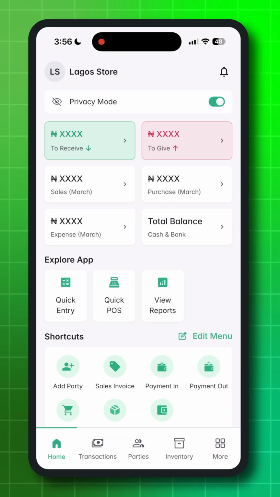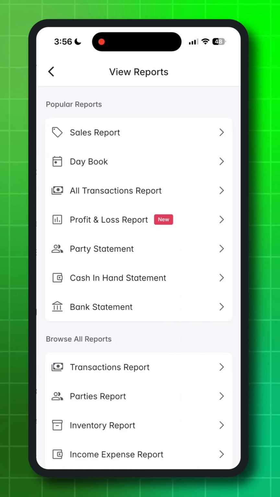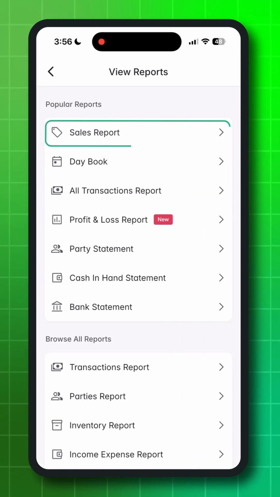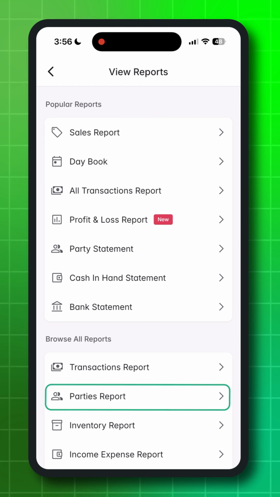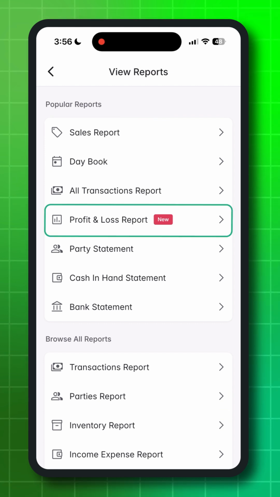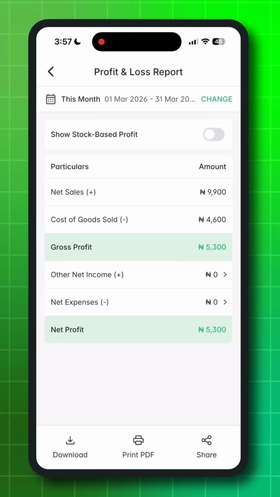First, open the SokoBook app on your phone. Then tap the More menu and select View Reports. On the Reports page, you'll find various types of reports, such as sales reports, party transaction reports, inventory reports, and others. To see your business profit, tap Profit and Loss Report.